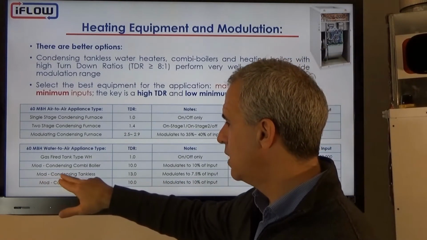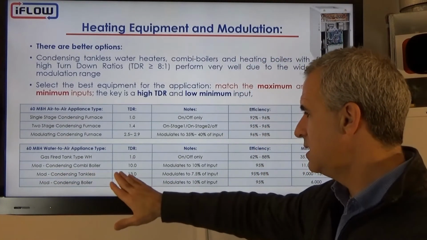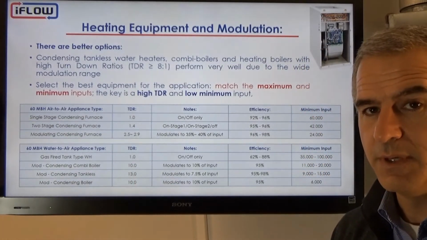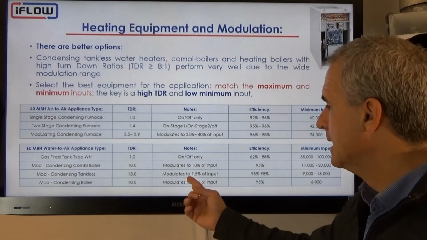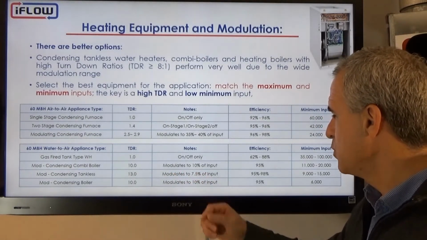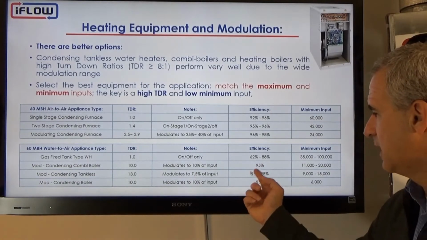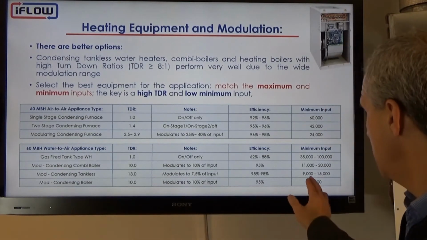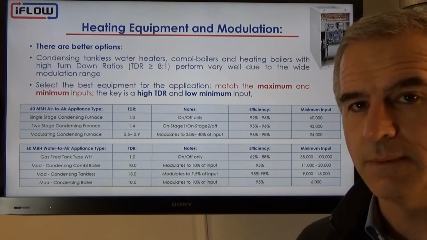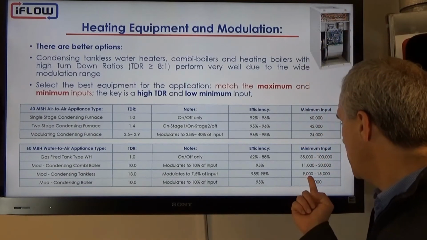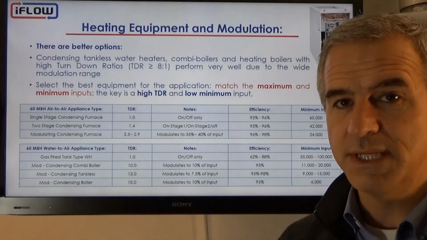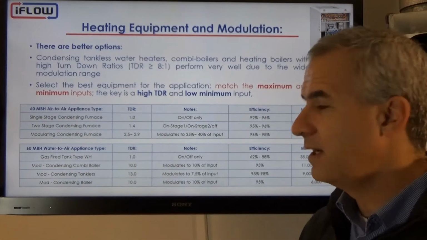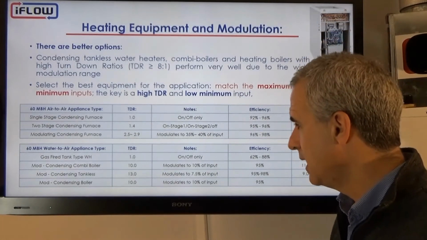So let's take another look. Now we get into the modulating condensing tankless. With these units, I get a little bit better. Now I'm 13 to 1. I know there are units coming to market that will be 15 to 1 soon enough. That takes us down to 7.5% of the total input. Efficiencies are very good at 95 to 98%. And I can get as low as, let's say, 9,000 BTUs. So 9,000 to 15,000, kind of in that range on the minimum input of the tankless. So if my heat load is 12,000 BTUs, then this would be a perfect unit for that. If it's 9,000 BTUs, I could find a unit that would work very well in that application.